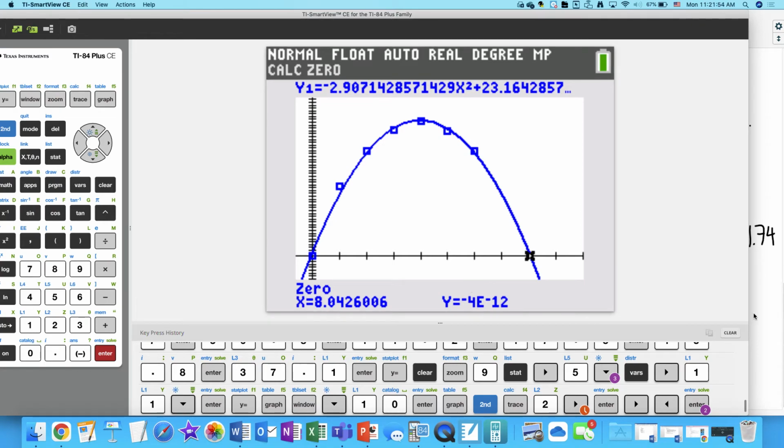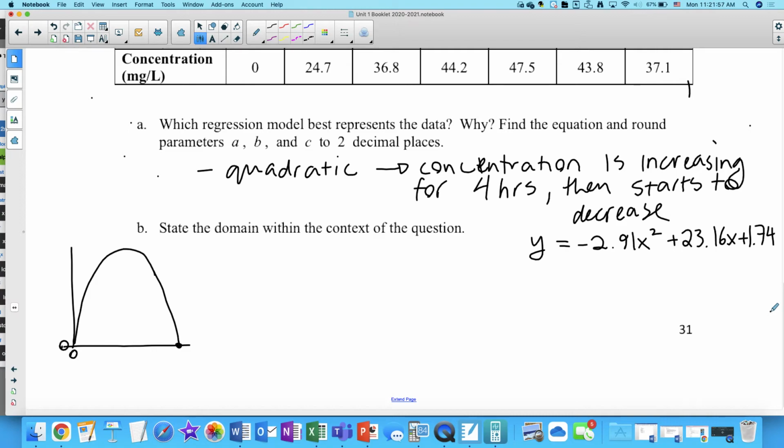Okay, so you may want to put that in here. This is 0. This is 8.04. We need this point, because that's when there's no medication left. Okay, one more question on this one.